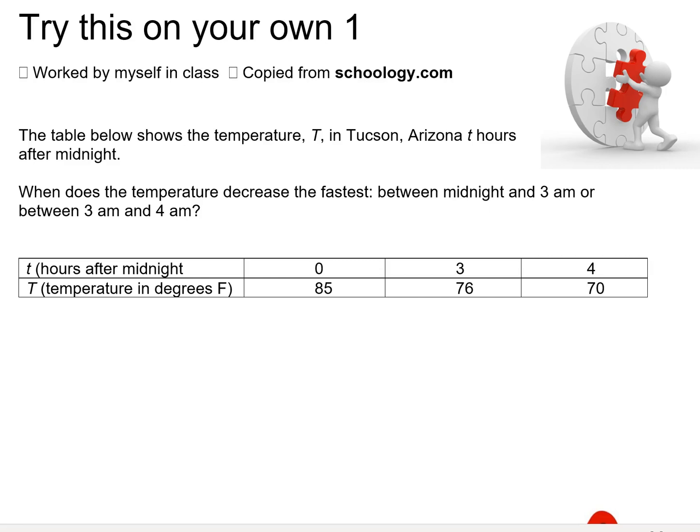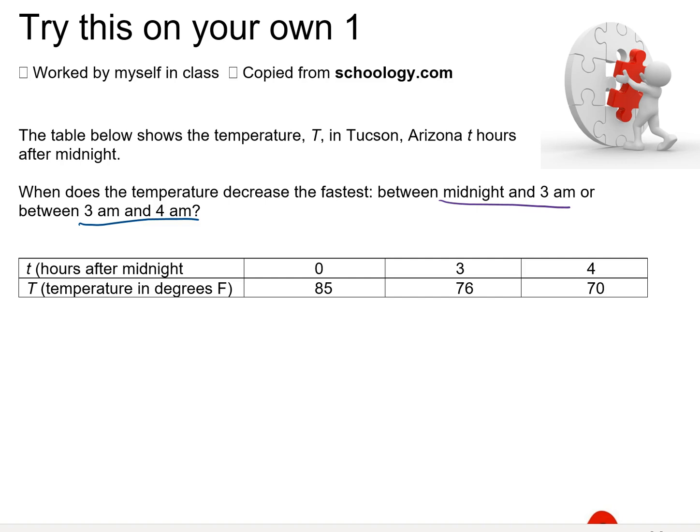The table below shows the temperature T in Tucson, Arizona, T hours after midnight. When does the temperature decrease the fastest? Between midnight and 3 a.m. or 3 a.m. and 4 a.m.?